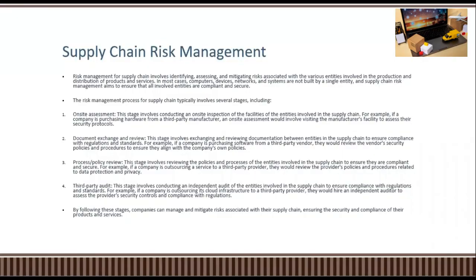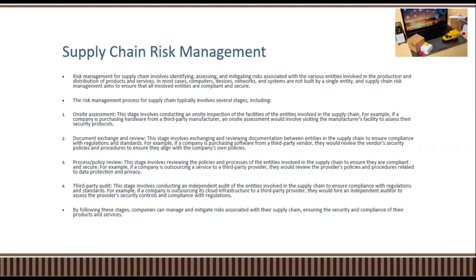Supply chain risk management. The risk management of a supply chain involves identifying, assessing, and mitigating risks associated with various entities involved in the production and distribution of products and services. In most cases, computers, devices, networks, and systems are not built by a singular entity, and supply chain risk management aims to ensure that all involved entities are compliant and secure.